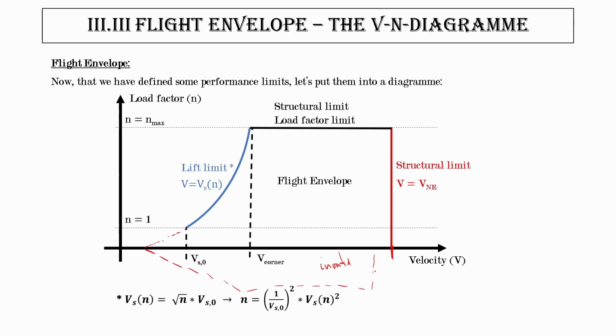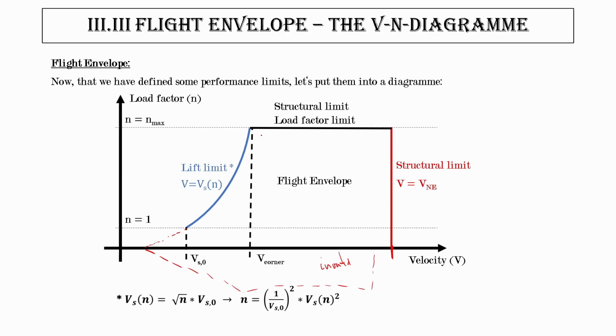Then we have a maximum load factor that our plane can handle, or our pilot can handle. So we will have a maximum load factor beyond which the plane will suffer structural damage. So the load factor limit and the speed limit are basically structural limits.